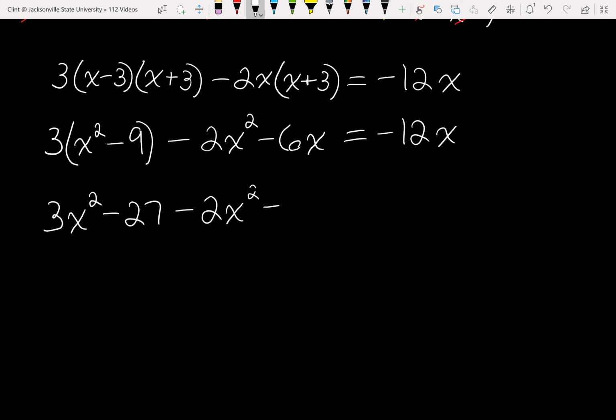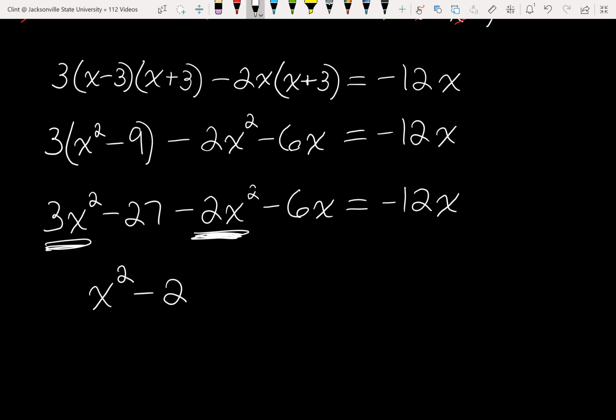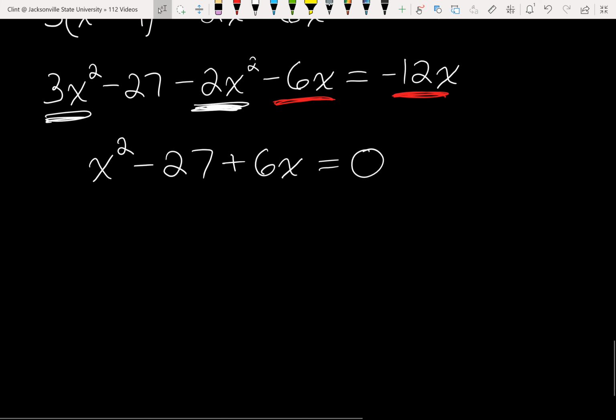Now we look at what like terms we can combine. The x squared terms we can combine, so 3x squared minus 2x squared is x squared, and then we have minus 27. We don't have any like terms with it. Then here, I'm going to move and combine these at the same time. I'm going to add 12x to both sides, so negative 6x plus 12x is positive 6x. If we're going to work with this, we probably want to put our terms in our normal order.